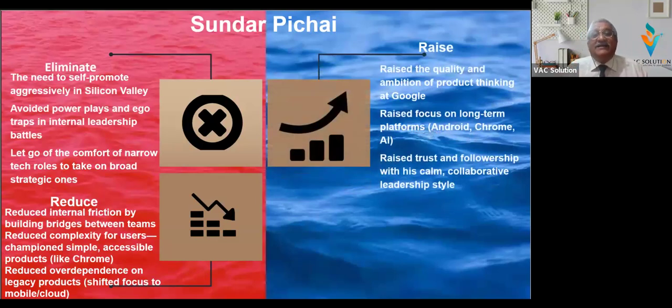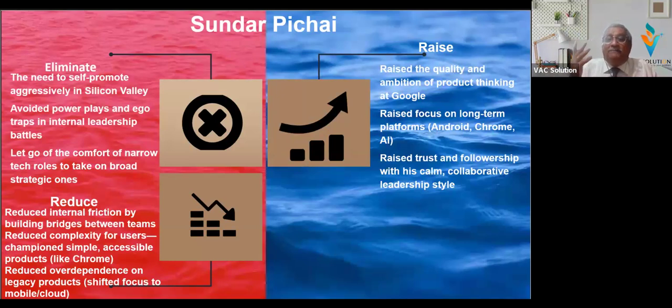What did he raise? Raise the quality and ambition of product thinking at Google. Where Google was known as a search engine master, it had reached the leadership position and people were worried about losing leadership, because it had defeated Yahoo to become the leader. He said, let us go in for different products. Let's not restrict ourselves to only search engine. Imagine, the man who was responsible for Google Toolbar talking about mobile cloud computing.